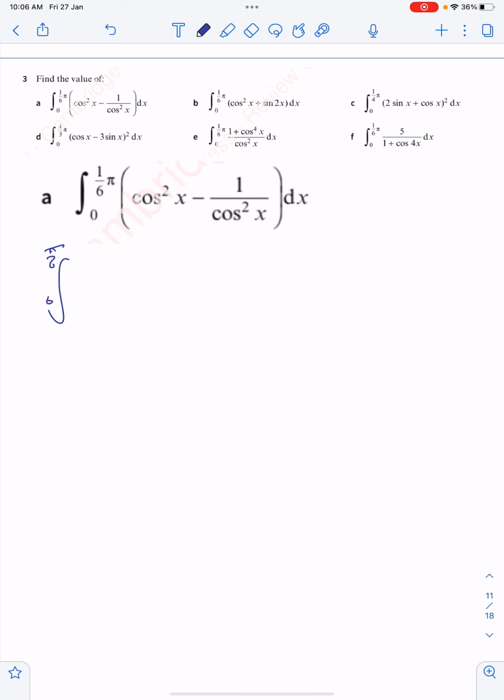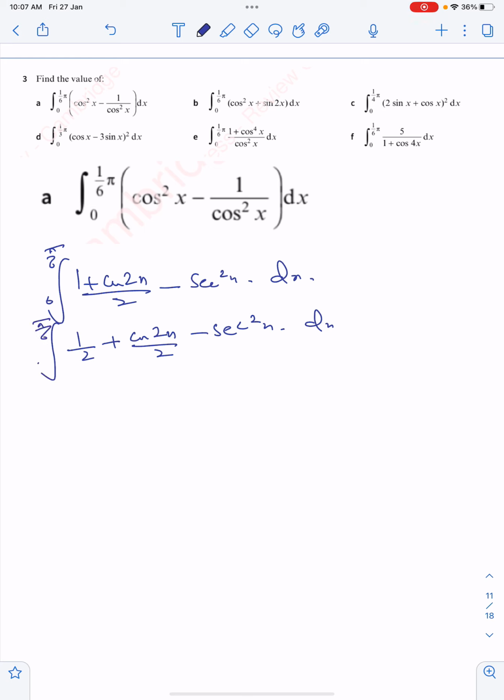Pi by 6 and 0. In place of cos square, I know I can write 1 plus cos of 2x divided by 2, and in place of 1 upon cos square x, I can write sec square x dx. Now let's integrate it. If I just separate this, like half plus cos 2x upon 2, I can write it as half plus cos 2x divided by 2 minus sec square x dx, and I have to integrate it from 0 to pi by 6.